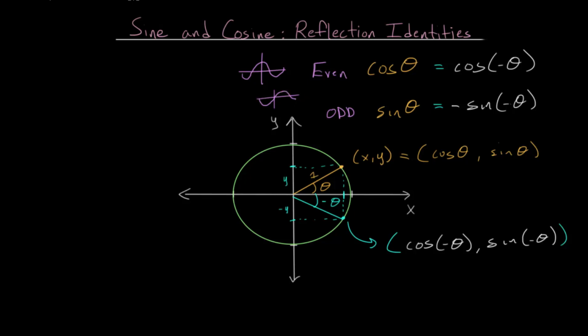So it looks something like that. Let me clean that up a little bit. But it has a nice symmetry about it. So sometimes these are called reflection identities, and sometimes these are called even and odd identities or symmetric identities.